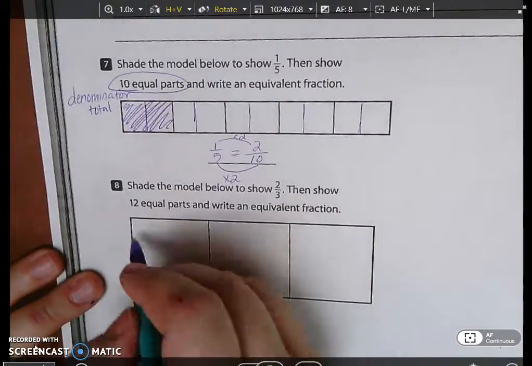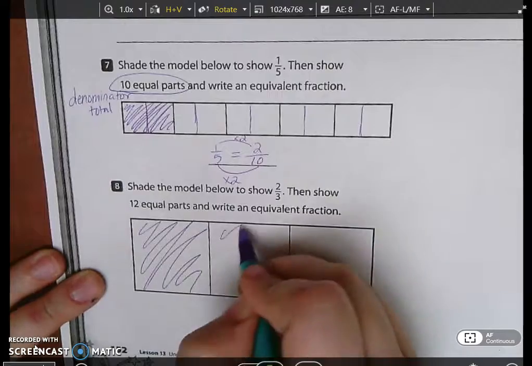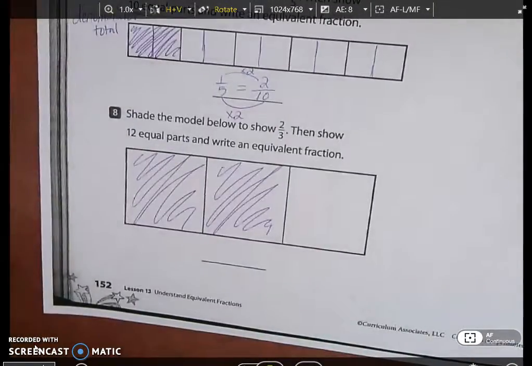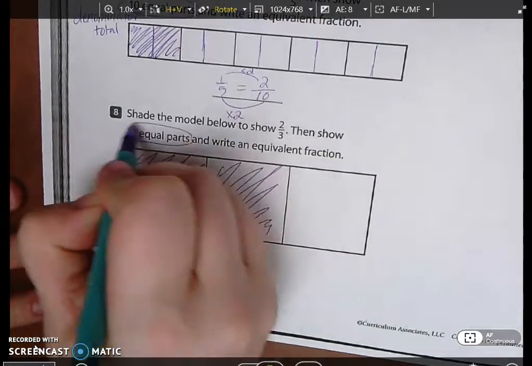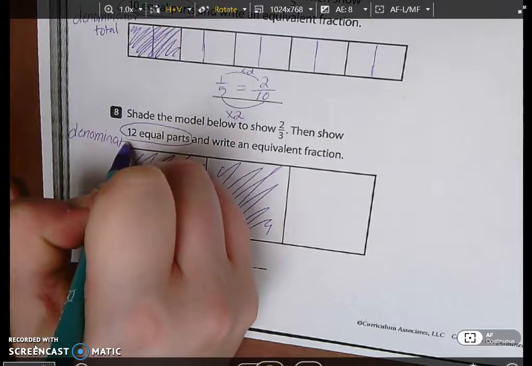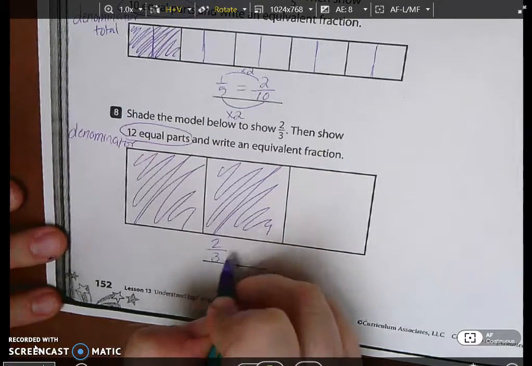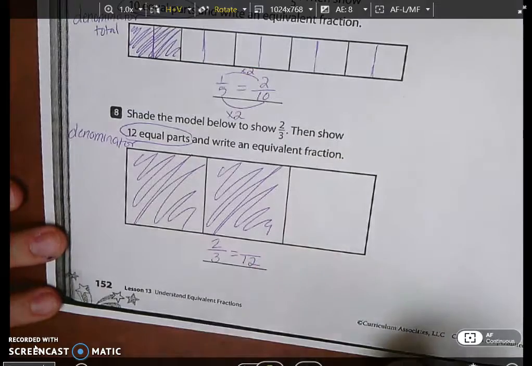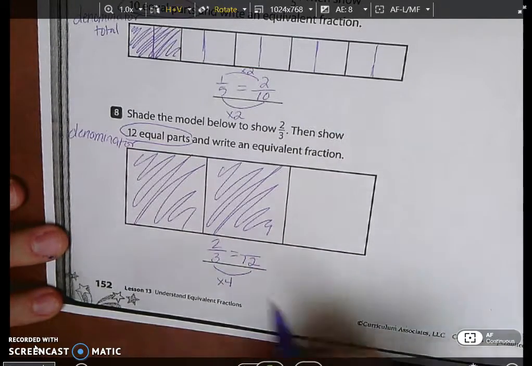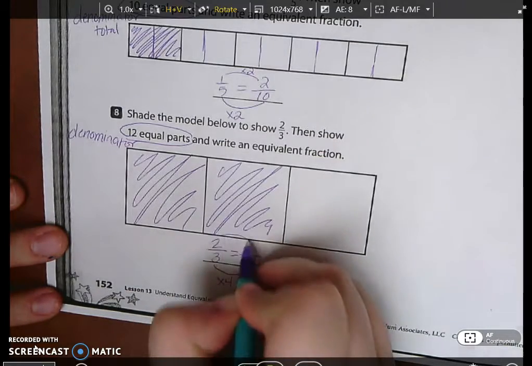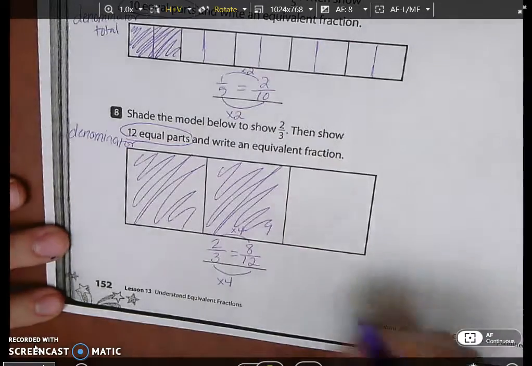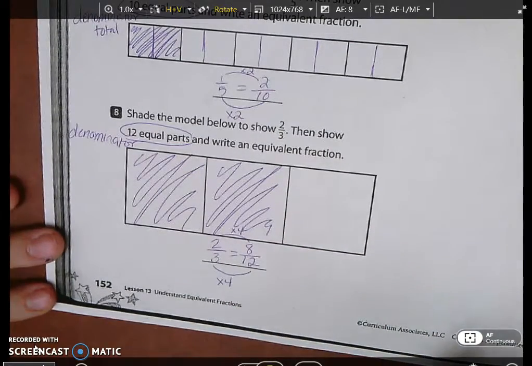Okay, let's look down here. Shade the model for 2/3. So 2 of these will be shaded. And this time, show 12 equal parts and write an equivalent fraction. So that means 12 is going to become my denominator. So 2/3 equals how many 12ths here? Well, I know that 3 times 4 equals 12. So if I multiply by 4 on the bottom, I have to multiply by 4 on the top. 2 times 4 equals 8. So my equivalent fraction should be 8/12.